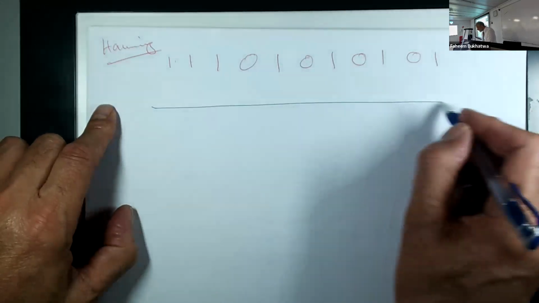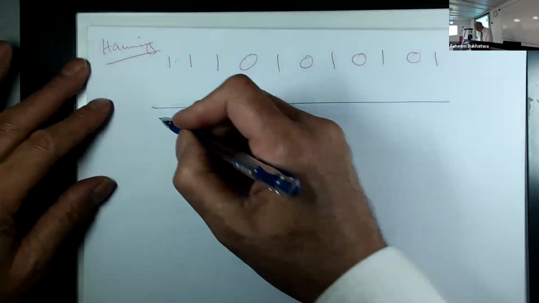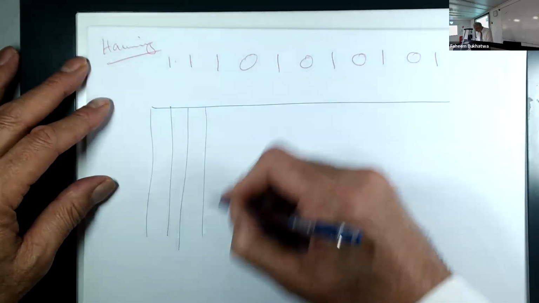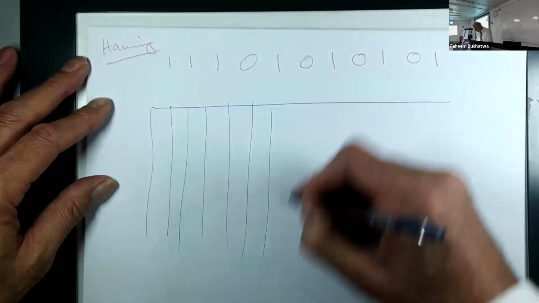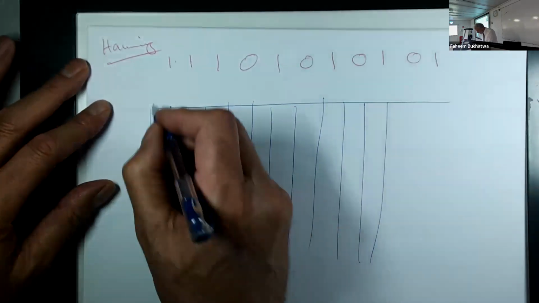My suggestion, you don't have to do it, but it makes life easy for you. Make a table of 11: 1, 2, 3, 4, 5, 6, 7, 8, 9, 10, 11. And number them.